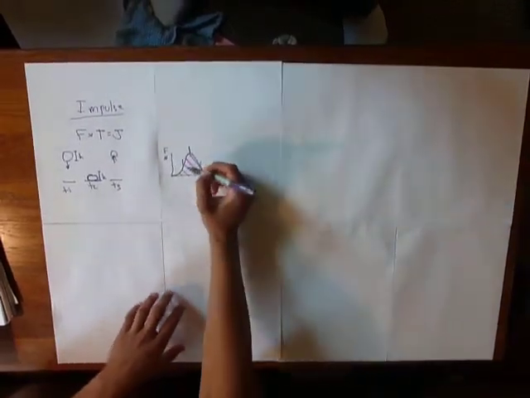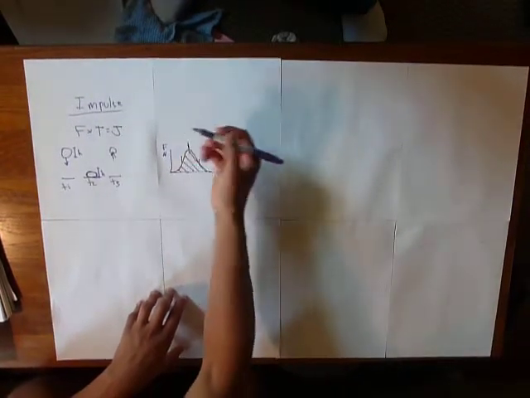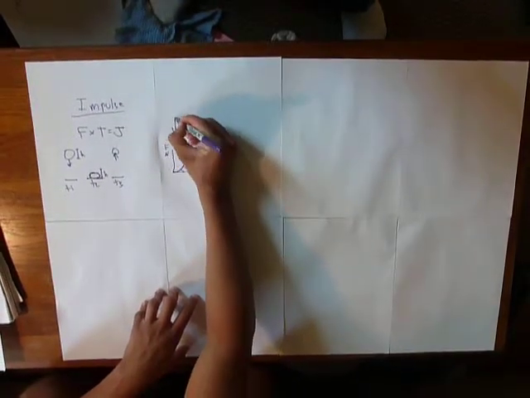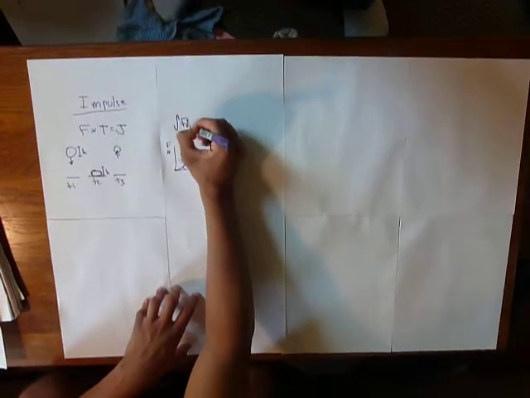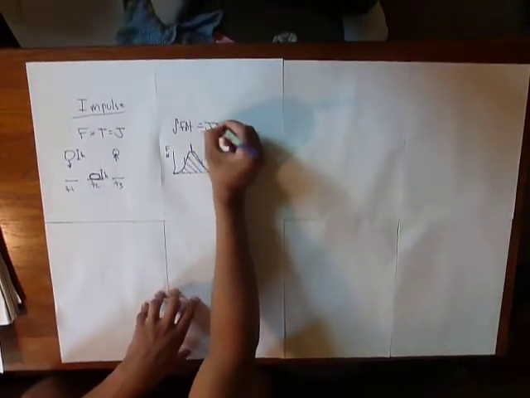And just as in this graph, if the force isn't constant, you could integrate the graph of force times time, so it would be the integral of F dt, and that would also give you J, the impulse.